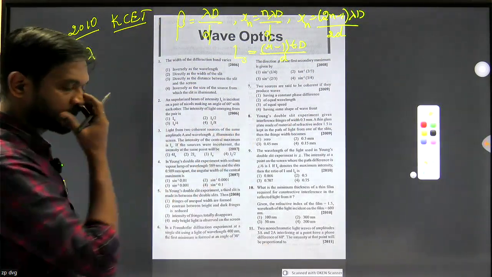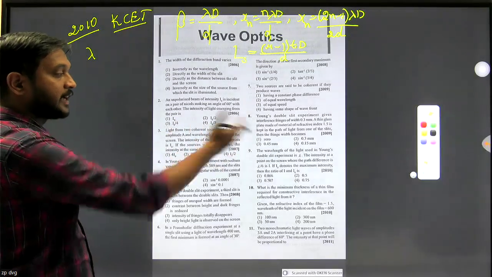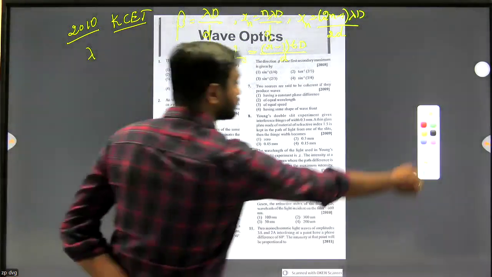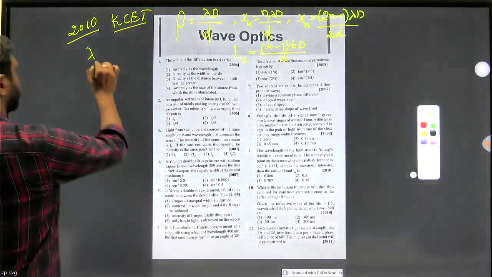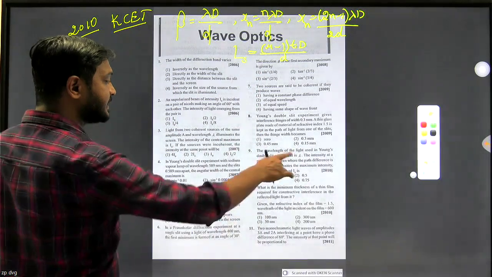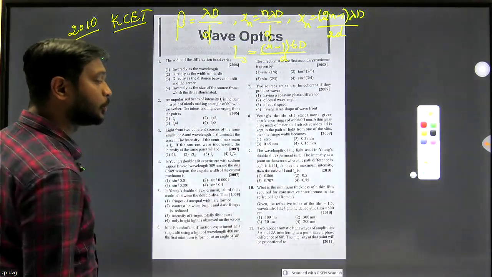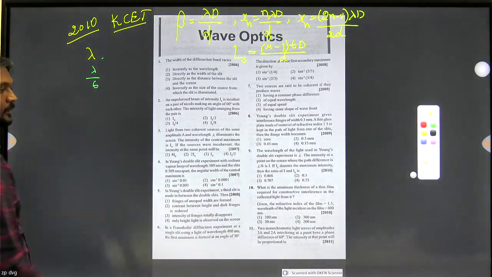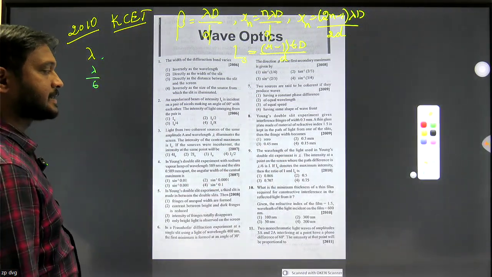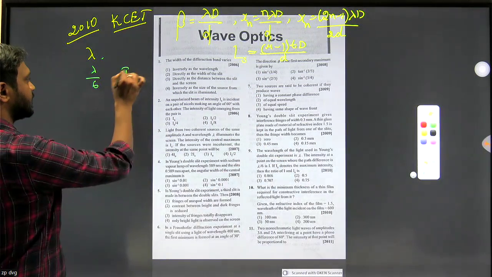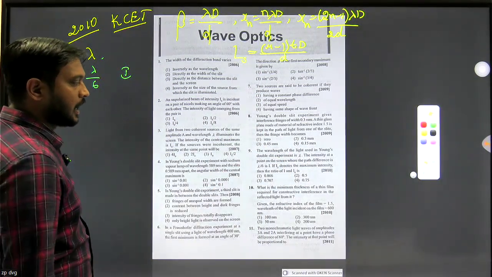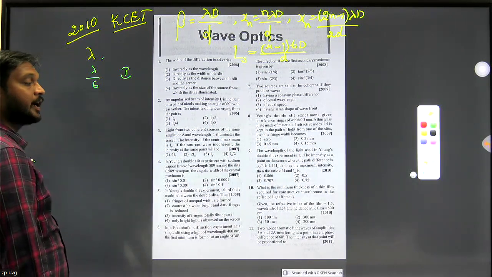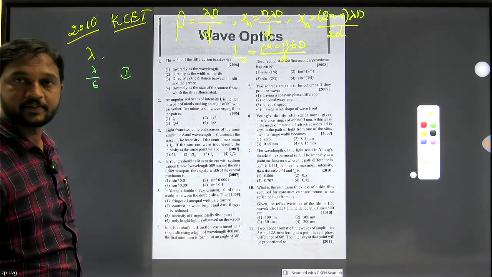So observe question number 9. The wavelength of light used in Young's double slit experiment is lambda. The intensity at a point on the screen where the path difference is lambda by 6 is I. If I naught denotes the maximum intensity, then the ratio of I by I naught is?